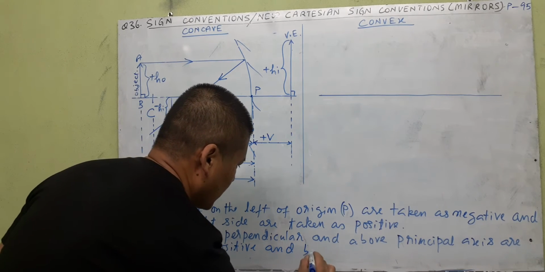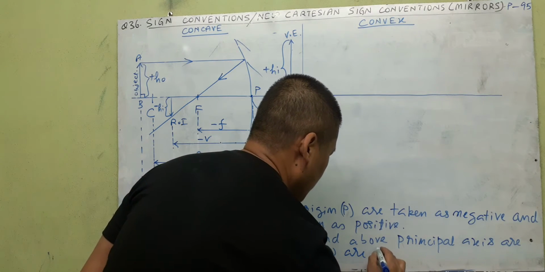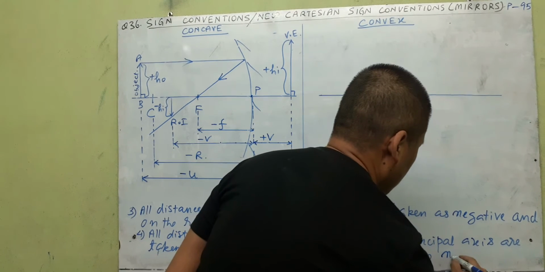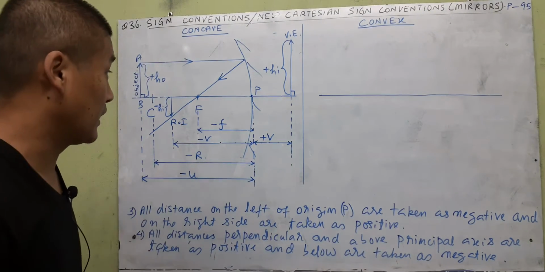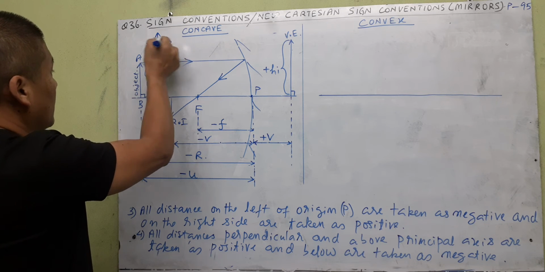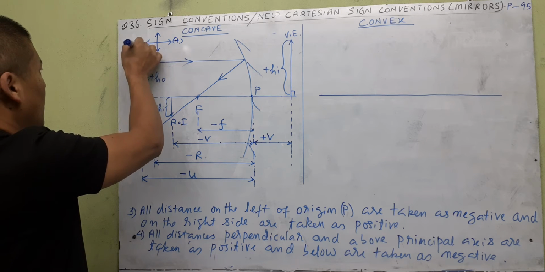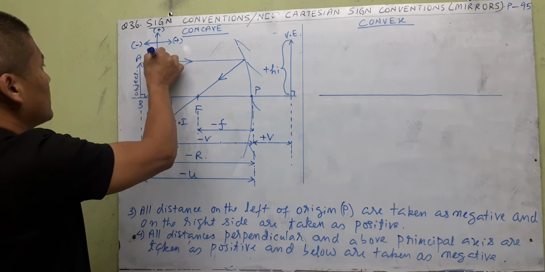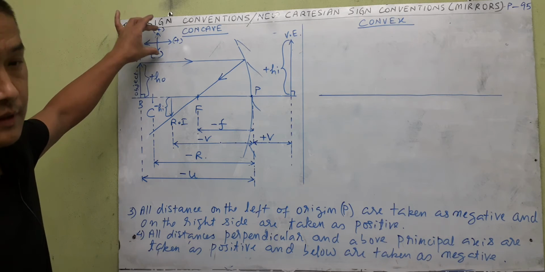And below, perpendicular to the principal axis, distances are taken as negative. Okay. So with these 3 and 4, we can now get all the distances. Look here: distances measured on the right of P are positive, on the left of P, this middle point, are negative, above the principal axis are positive, below the principal axis are negative. So this is the simple meaning of the sign convention.